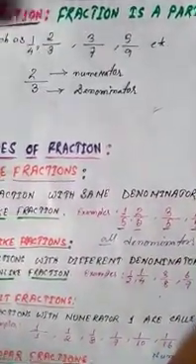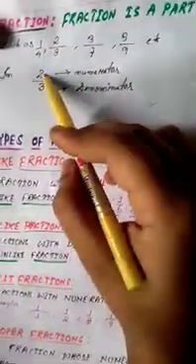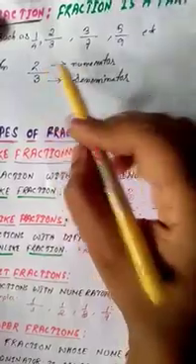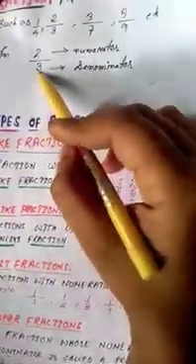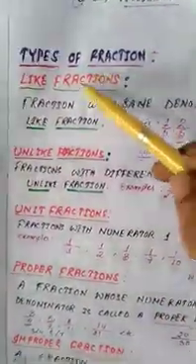All right, see, now in 2 by 3, what is called the numerator and what is called the denominator? The up one, the number which is up, that's called the numerator, and the denominator is the down one, the number which we are writing down. All right children, now look at the types of fraction.